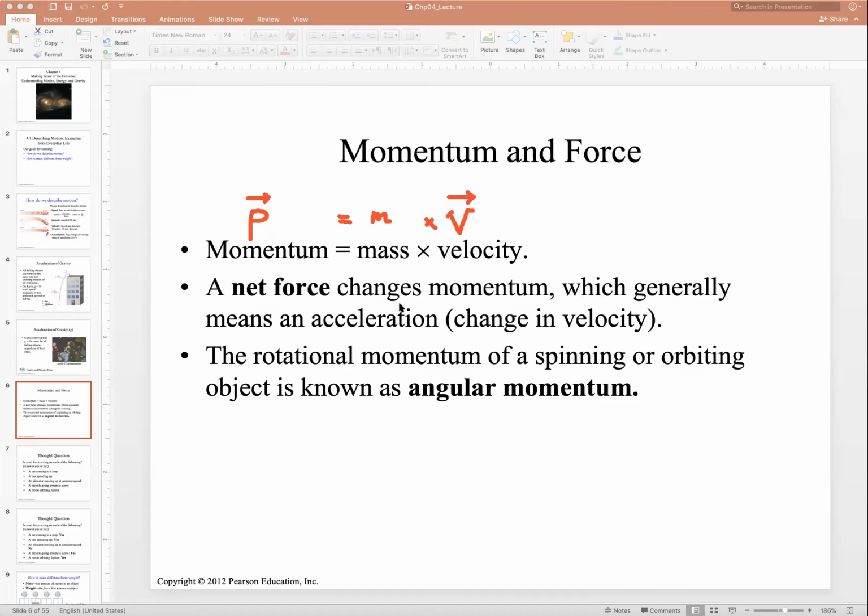So a net force changes the momentum. If you apply a force to a moving object, you're changing its velocity, so you're changing its momentum, which generally means an acceleration, okay? So if you apply a force to an object, you're changing its velocity, you're causing an acceleration, thus you are changing its momentum. The rotational momentum of a spinning or orbiting object is known as angular momentum. If an object is rotating or spinning, like Earth rotating around the sun, or the moon rotating around the Earth, we have angular momentum.